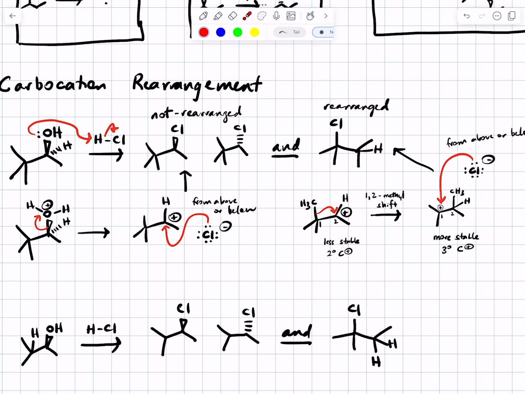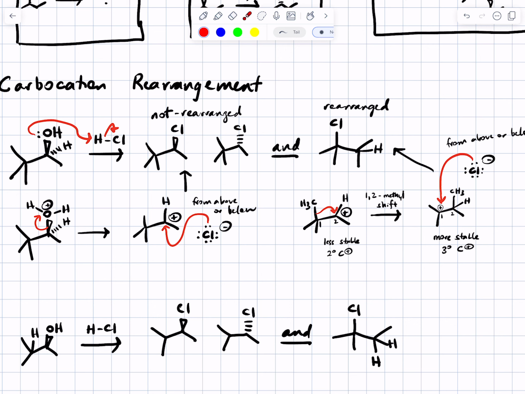For answering questions for me and on my exams, I will want you to show all of these products. Your text is maybe a little bit, I don't know if sloppy is the right word, probably not, but your text sometimes will only show you the rearranged product. On mechanism and predict products questions, I will want you to show all of them.